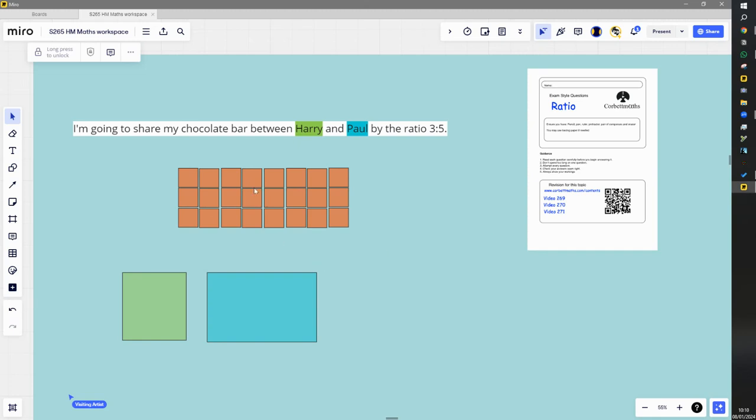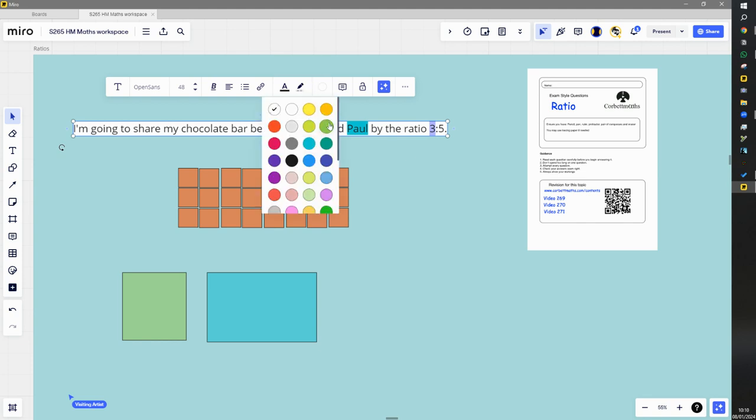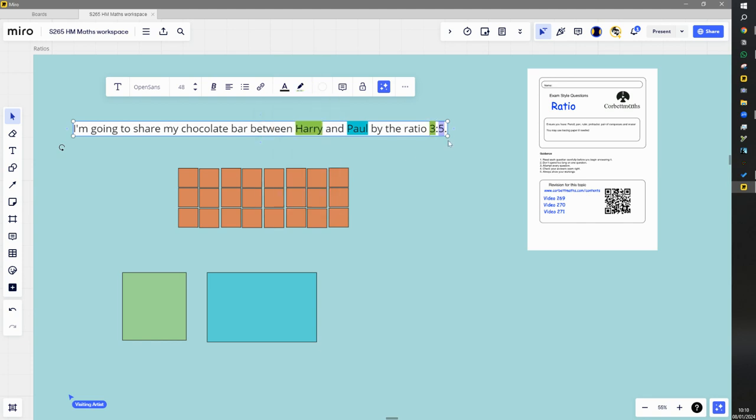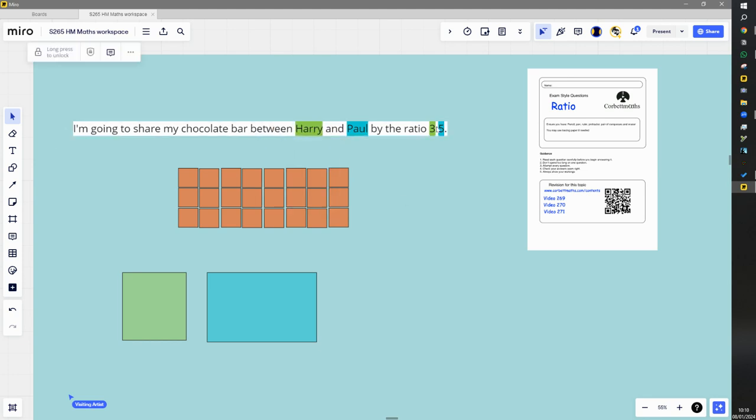Okay, so we've got this chocolate bar here, and we're going to share it between Harry and Paul by the ratio of 3 to 5. Now, you were right in identifying that that 3 refers to Harry and the 5 refers to Paul. So the order of the names, we have to use the same order when we look at the ratios.